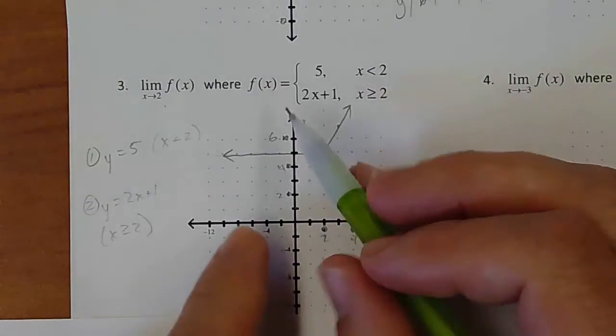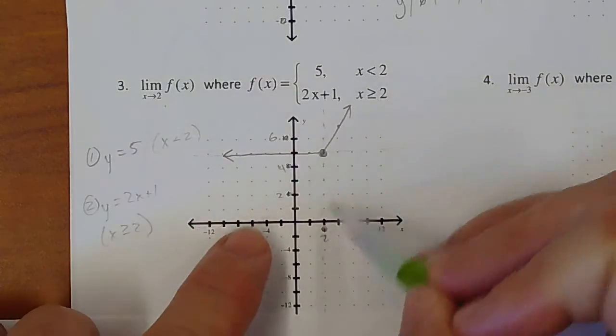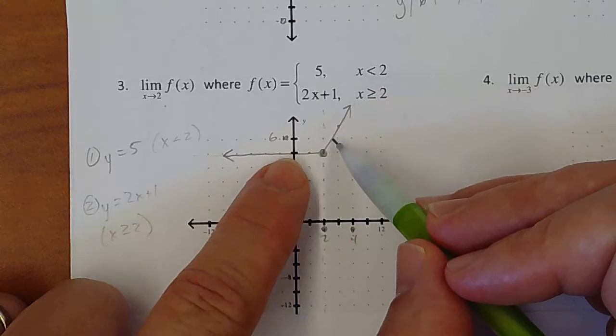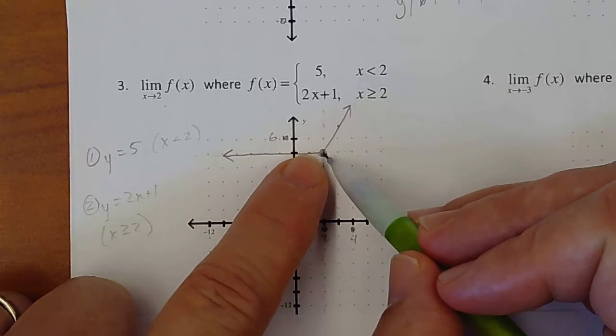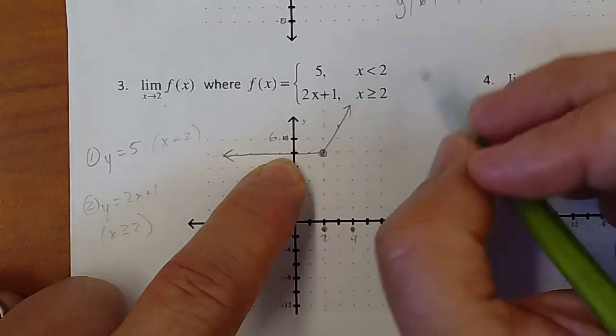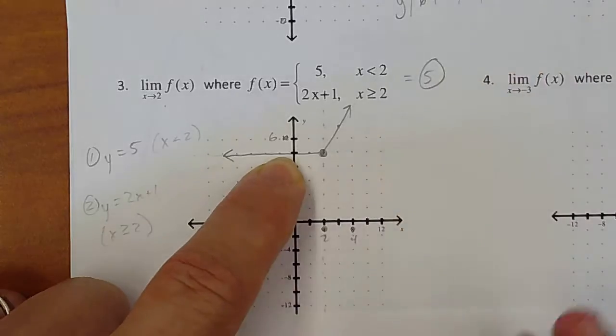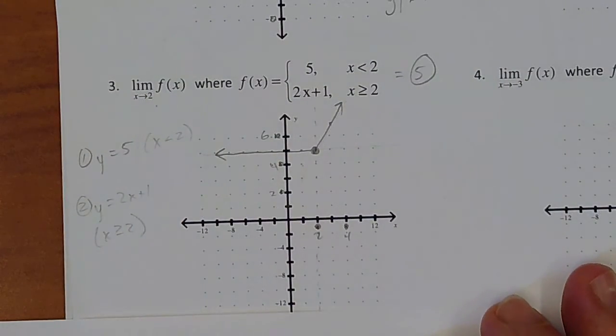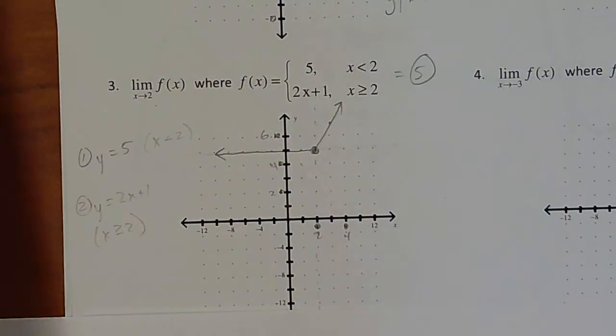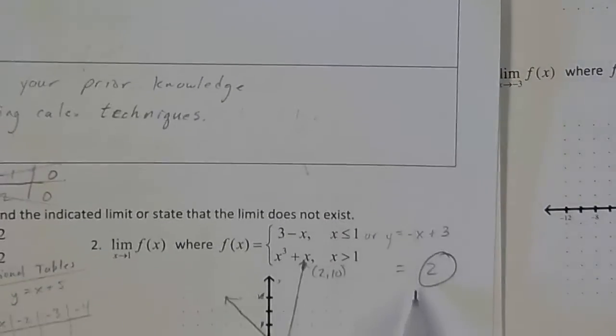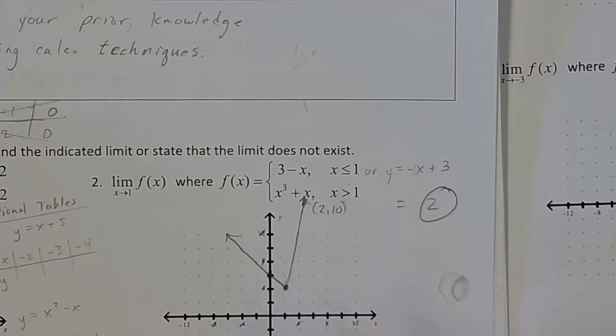So there we go. Now the limit of this function as x approaches 2, it's converging on the same number. So when it converges on the same number, it does have a limit. It exists, and it's going to be 5. So that's the answer to that limit. Whereas the last question, number 2, was 2. It approaches that number of 2 there.